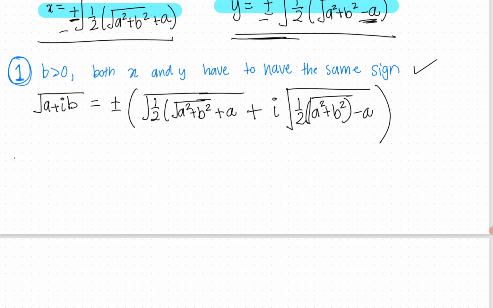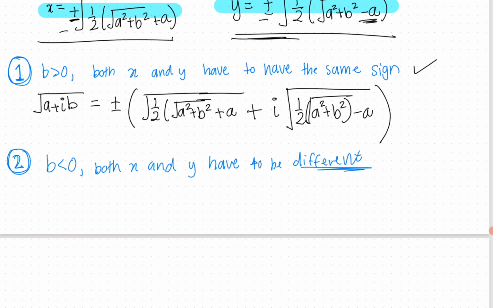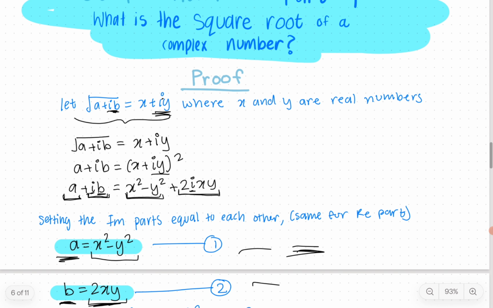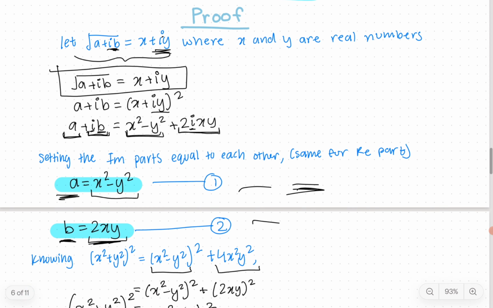Now, on to the second case. So the second case, you can probably already guess, when b is less than 0, x and y have to be different signs. Sorry for my handwriting. Different signs. Because negative times positive is negative, positive times negative is negative, and that negative represents b is less than 0. So once again, we're going to do the same thing, a plus ib. And what I'm doing over here, I'm just replacing x and y in here. That's all I'm doing.